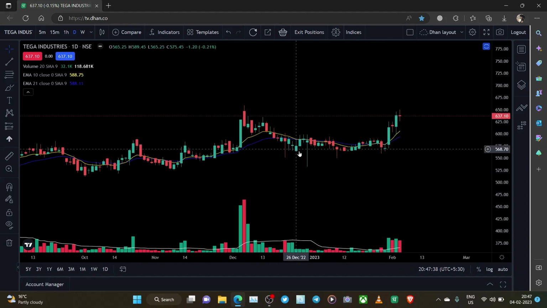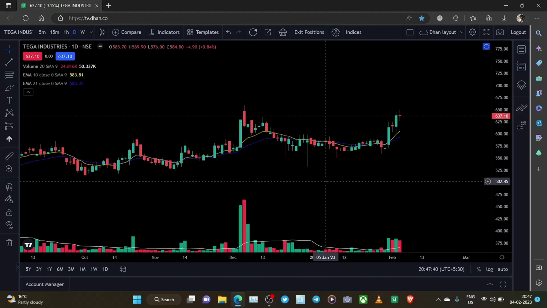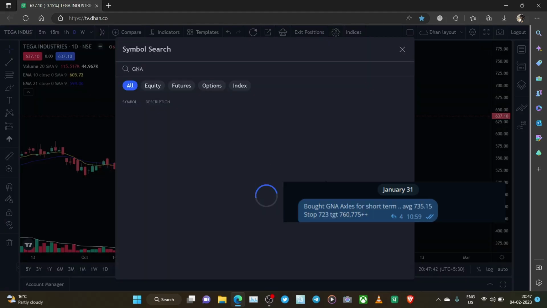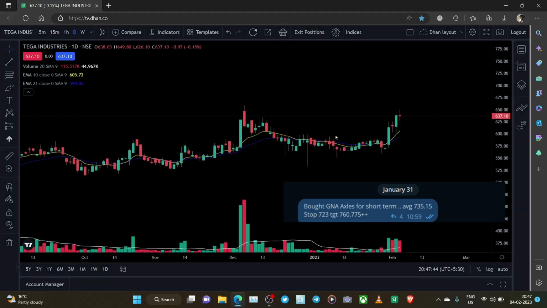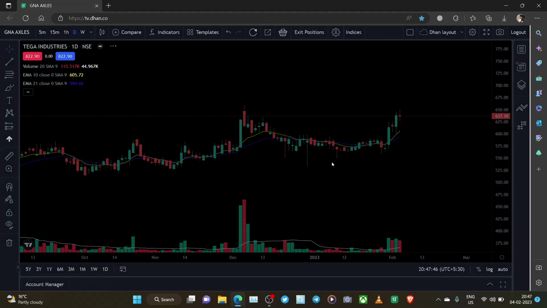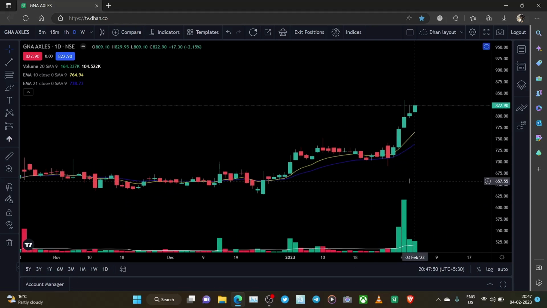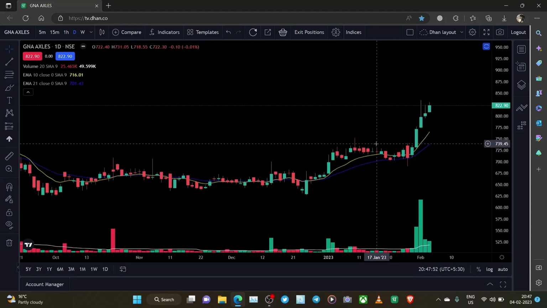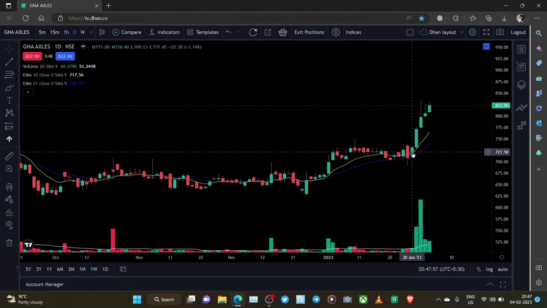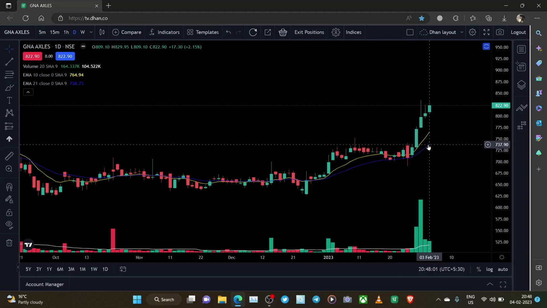Okay, so the second trade is GNA Axles. Here you can see that it has given an amazing reward. I also took this trade near the 738 level, and my stop loss was also very minimum.